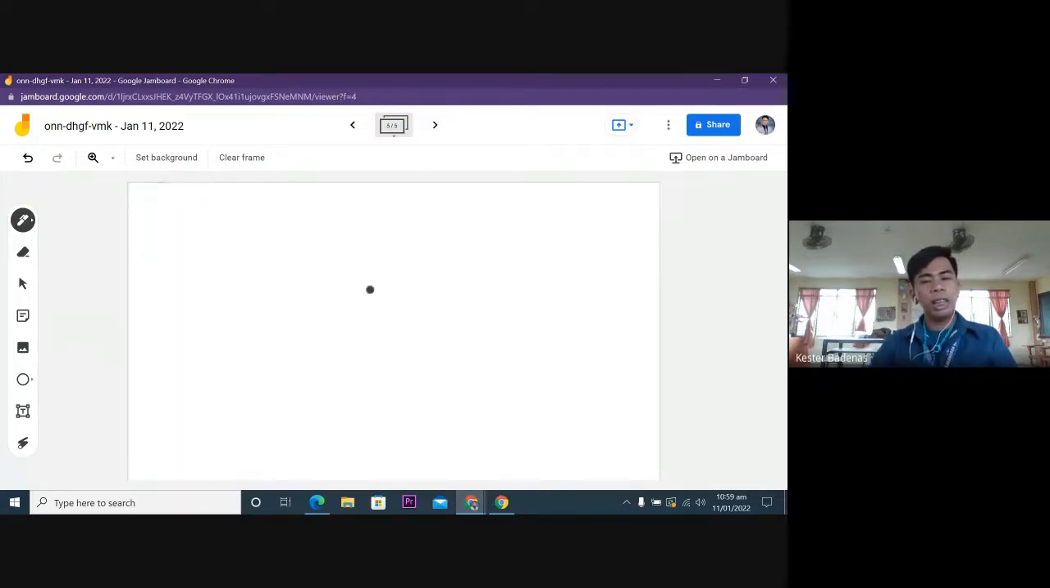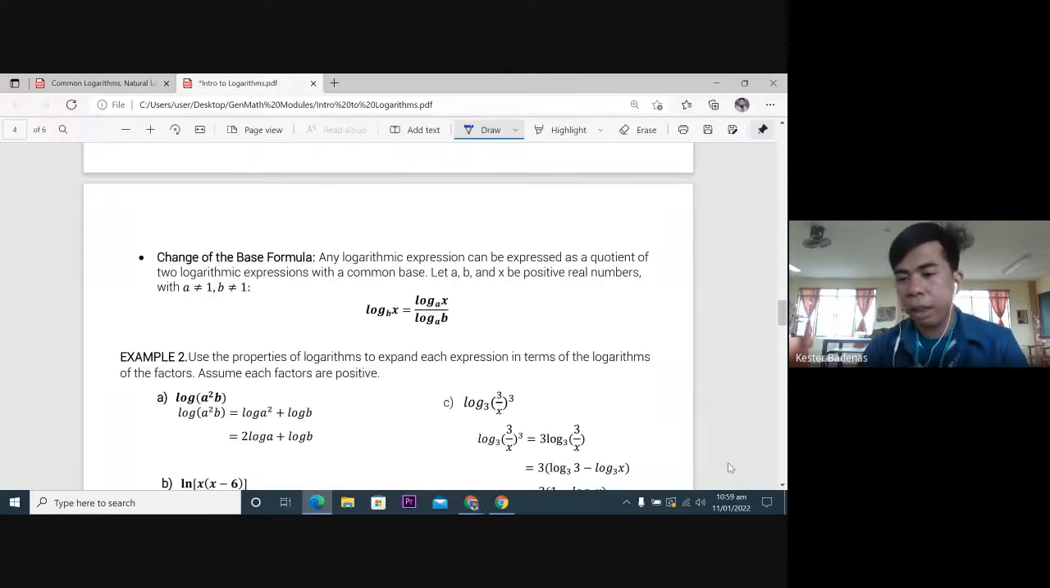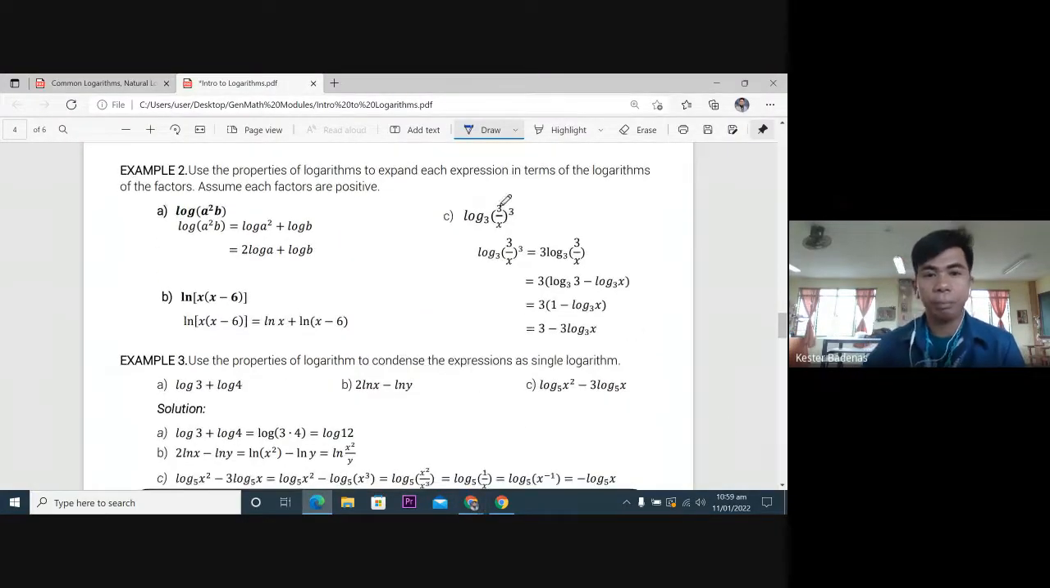Ito na yung sinasabi ko kanina, expanding logarithms. Use the properties of logarithm to expand each expression in terms of the logarithms of the factors. Assume each factors are positive. So, if we have logarithm of a squared b, anong mangyayari?